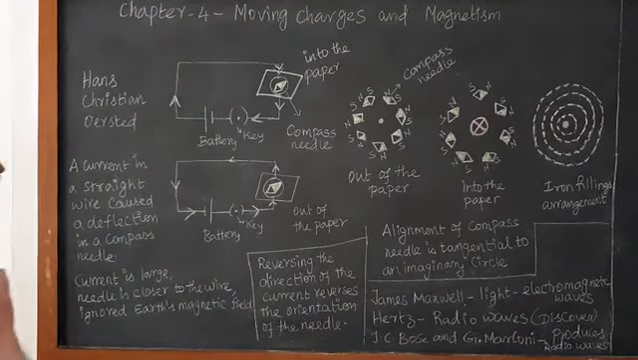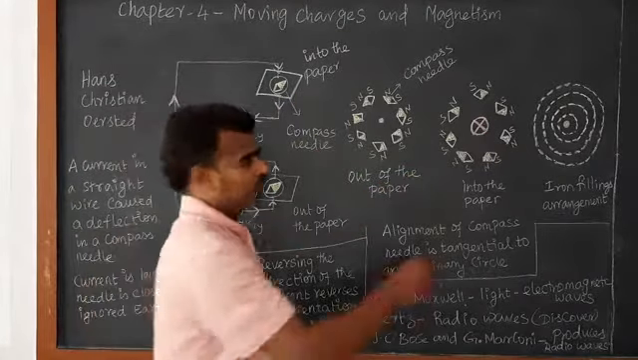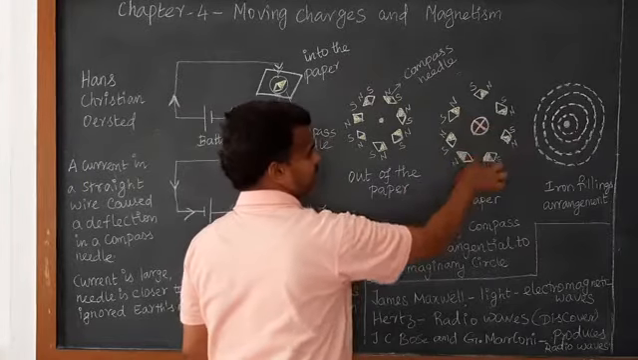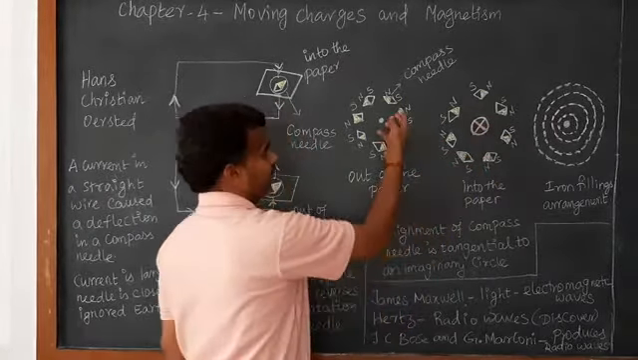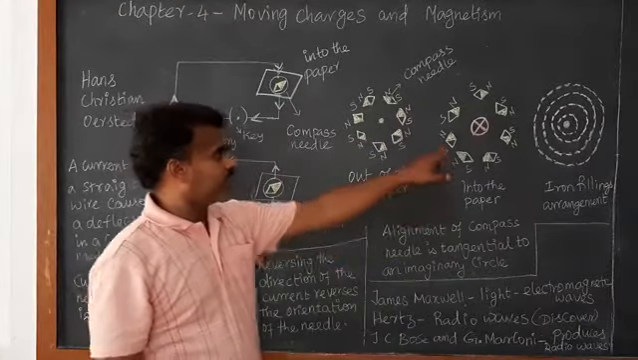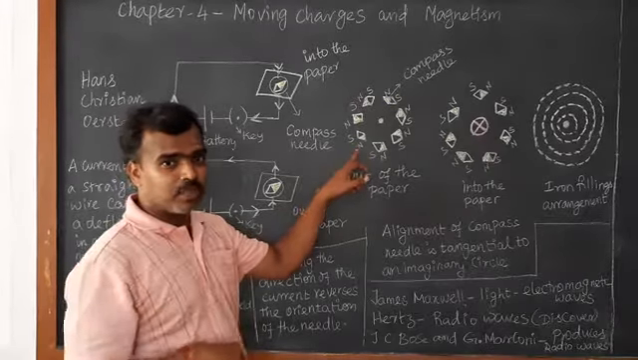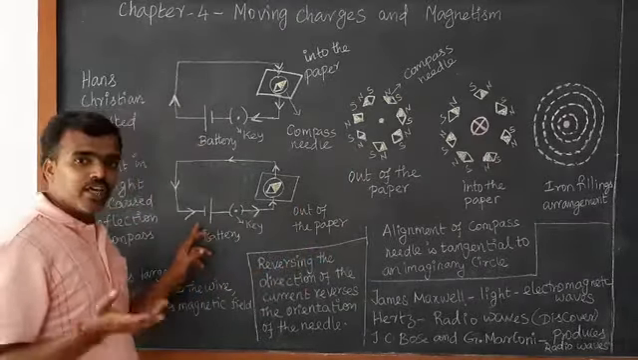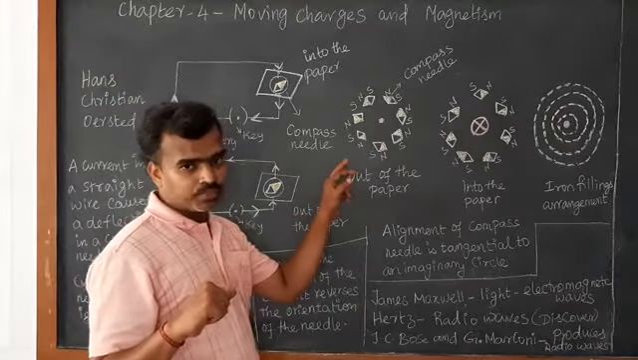And here I draw for into the paper. So into the paper, all north poles are aligned or oriented in this direction. Similarly for out of the paper, look here. This is a north pole, but here the orientation is reversed because we are changing the direction of current, right? Therefore, the orientation also reverses, right?